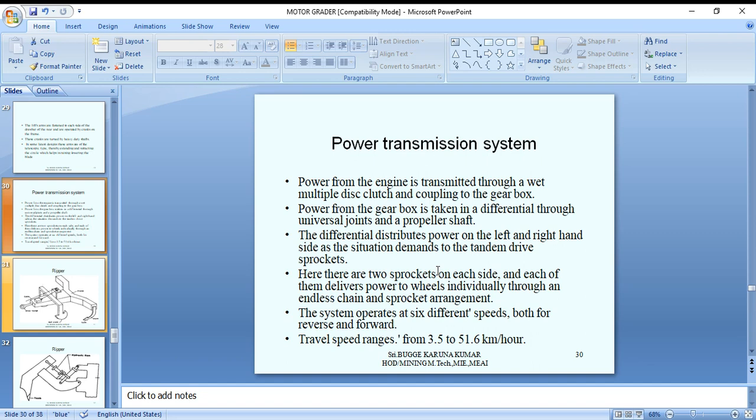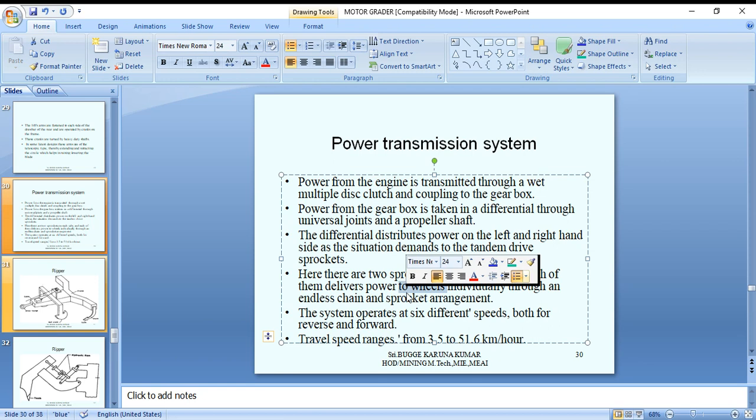sprockets. Here there are two sprockets on each side, and each of them delivers power to the wheel individually through an endless chain and sprocket arrangement. The system operates at six different speeds, both for reverse and forward. Most of the traveling speed is very low, 3.5 to 15.16 kilometers per hour.